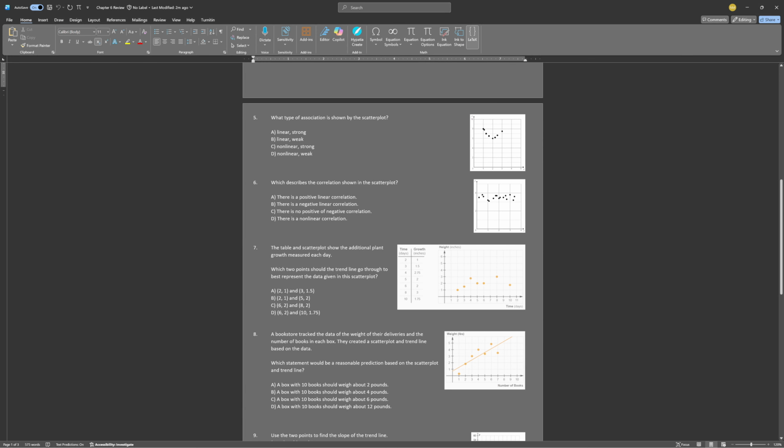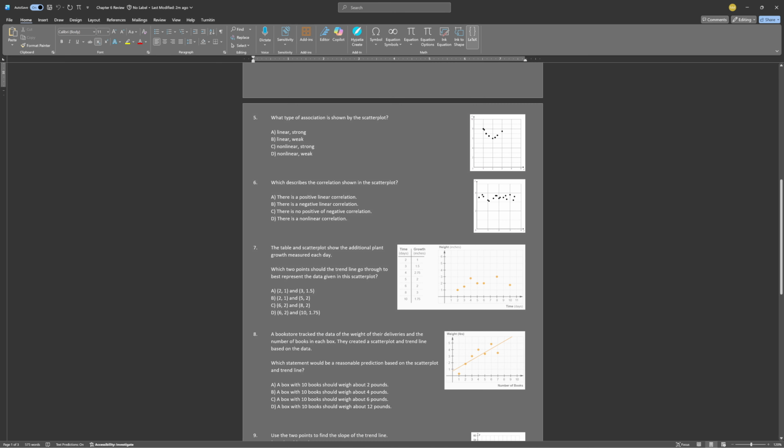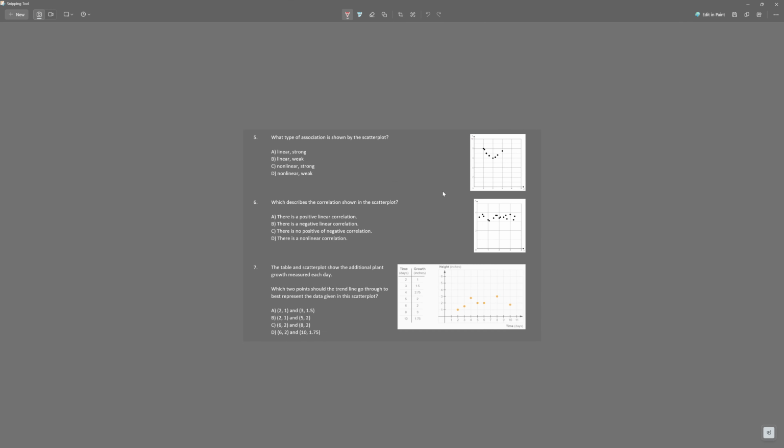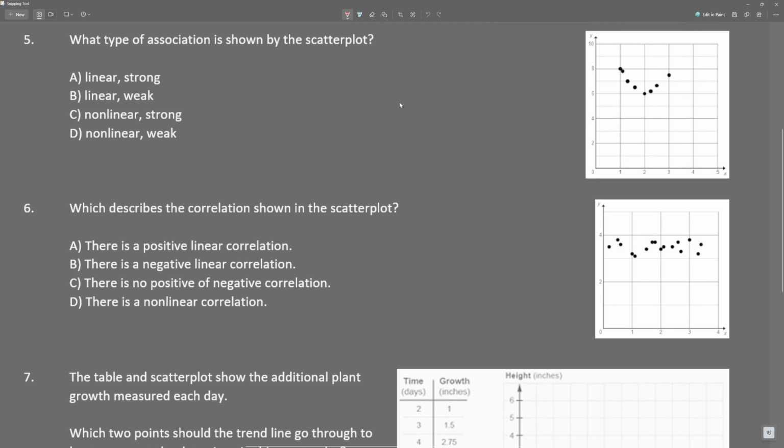Let's keep moving. A couple things really quick about 5, 6, and 7. These are kind of difficult problems too. I just want to talk about them really quick. What type of association is shown by the scatter plot? One of the most common mistakes I was seeing is that there was linear and strong. So just a quick reminder: in math, when we say the word linear, we mean straight line. Linear means straight line. And so that is to say non-linear, right? This is obviously a curve, right?